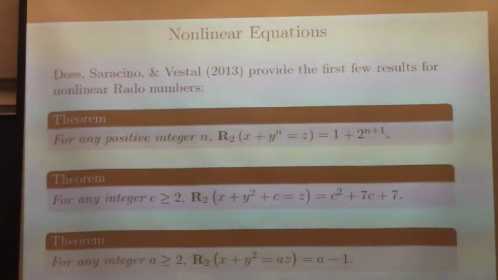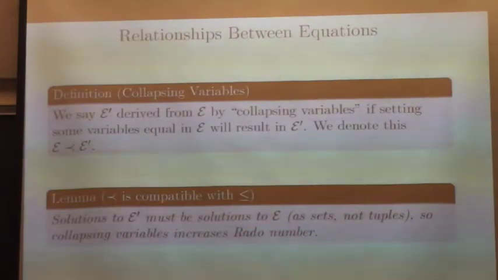So these are the only results of this type that I have been able to find. The previous slide was something different that I'll brush under the rug to save a little time. The one thing I'm going to try to say that's theoretical in nature is something I call collapsing variables.